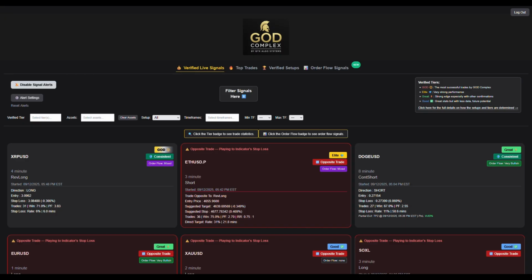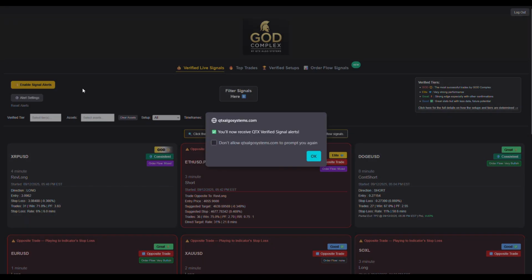This is the God Complex dashboard. This is going to be a walkthrough of how I use it and how you can use it too. Obviously, there's certain things you can change based on your trading style. So first thing we're going to do, I think the most important, is enable signal alerts.